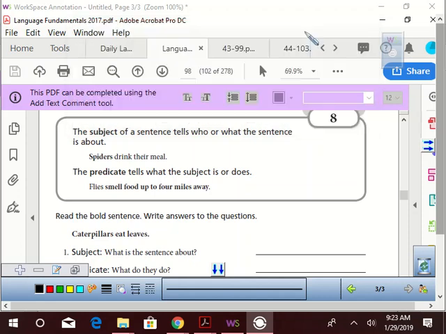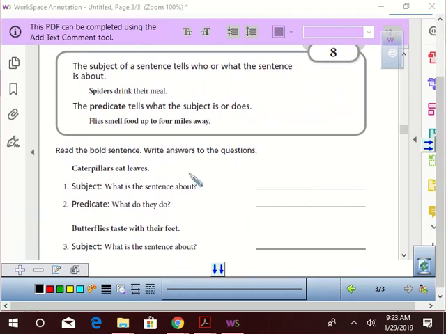Here we go. We are still talking about subject and predicate. What two things do we need to make a complete sentence? Right? We need a subject and a predicate. We know a subject tells who or what the sentence is about. We know the predicate tells what the subject does.